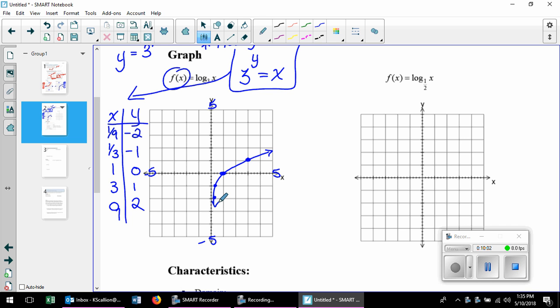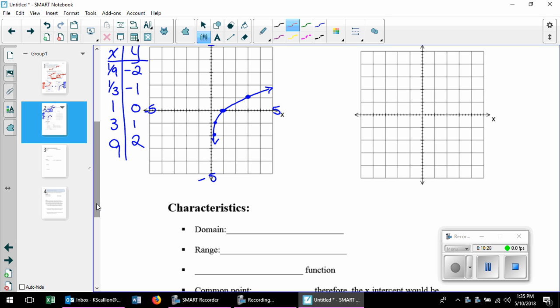What's the common point on the logarithm graph? 1, 0. What's the common point on an exponential graph? 0, 1. They just flip, right? Okay, so let's do the logarithm graph for this one.